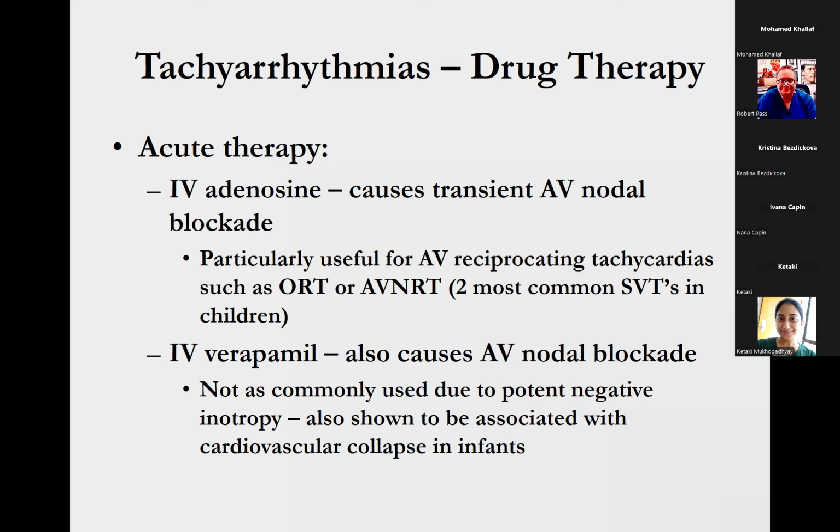IV verapamil also can cause AV nodal blockade. It is not as commonly used due to potent negative inotropy. And importantly, it has been shown to cause cardiovascular collapse in infants.